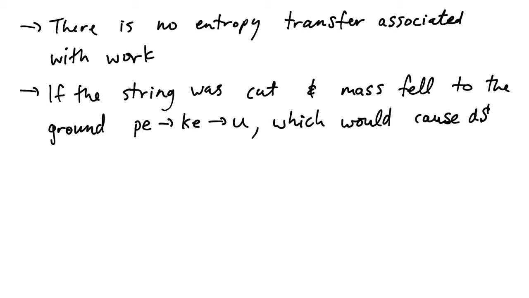To conclude our discussion of entropy transfer by work, we conclude that there is no entropy transfer associated with work. It's worthwhile to note that in the case where the string was cut and the mass fell to the ground, we would have the energy transfer from potential energy to kinetic energy, ultimately to internal energy, as we discussed when we were looking at the first law. And this would indeed cause an increase in entropy because the dU term would be non-zero in Gibbs' equation, and we would have a dS.